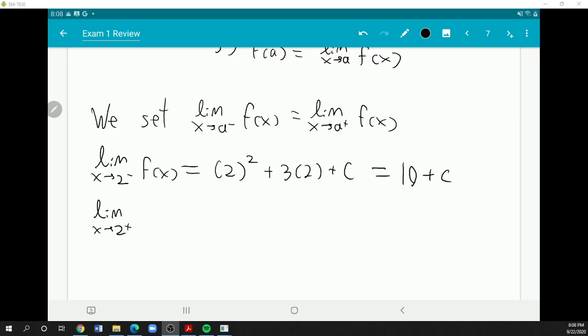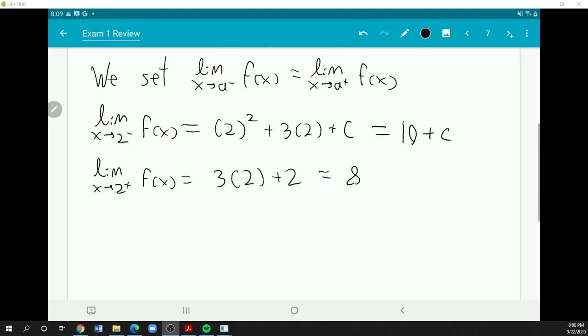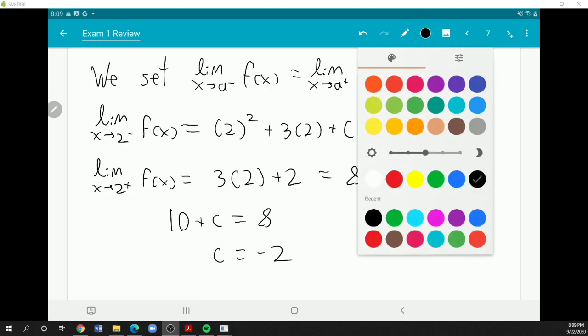If we come at it from the other direction, we use the top function, 3 times 2 plus 2, which is equal to 8. And now I said I was setting these 2 limits equal. So 10 plus c equals 8. Subtracting 10 from both sides, I get c is equal to minus 2.